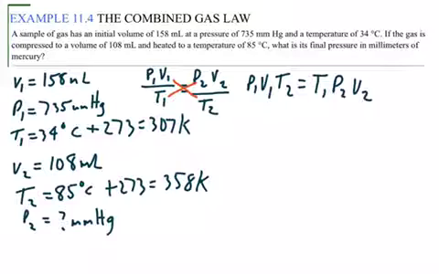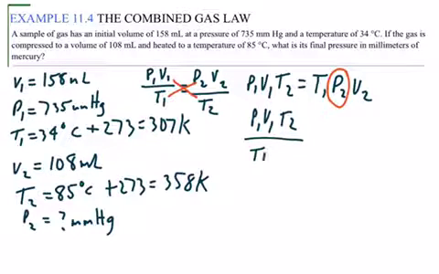Now, we're looking for the final pressure. So, look how much easier this is to manipulate. So, you go P1 V1 T2 over T1 V2 is equal to P2. It's much easier to isolate this, and you get this here. Now, we're ready to plug in our numbers. So, let's go ahead and do that.